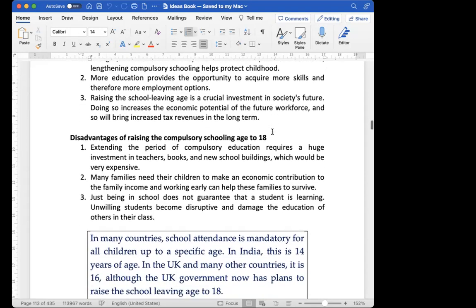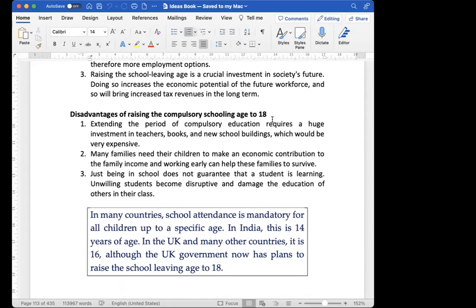Next is disadvantages of raising the compulsory schooling to the age of 18. Disadvantages is it will be an investment for the government. It will be an added burden for the government. Okay, because the schools will need to invest in teachers, books, new school buildings, and it would be very expensive.